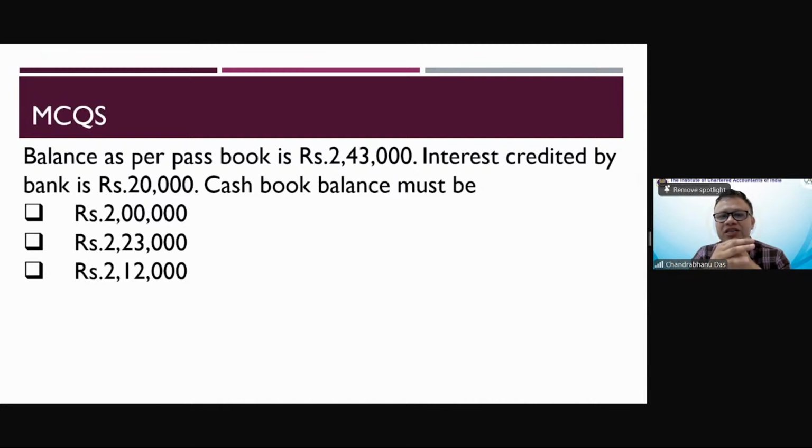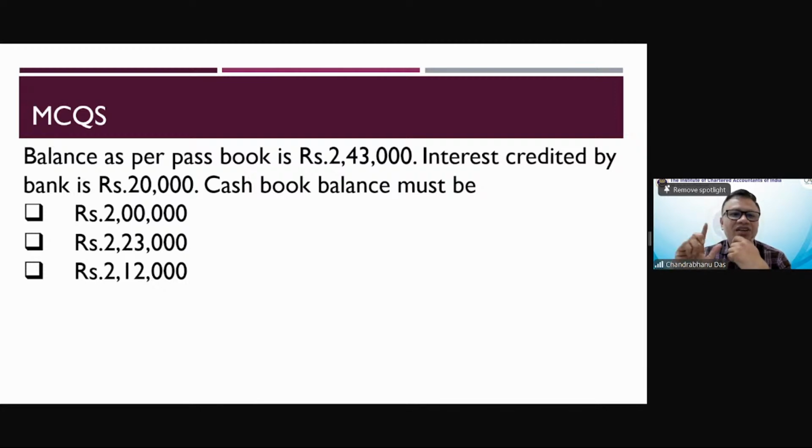Balance as per passbook is 2,43,000. Interest credited by bank is 20,000. What should be the cash book balance? Now the transaction is not known to the cash book, but we have to find the cash book balance. Now, when the balance as per passbook is 2,43,000, definitely it has taken that interest of 20,000, which is not known to the cash book.